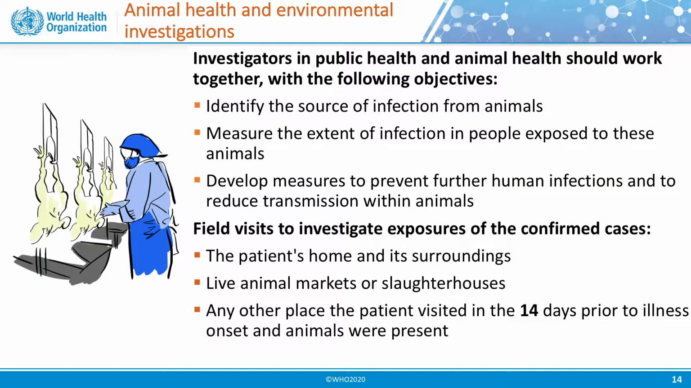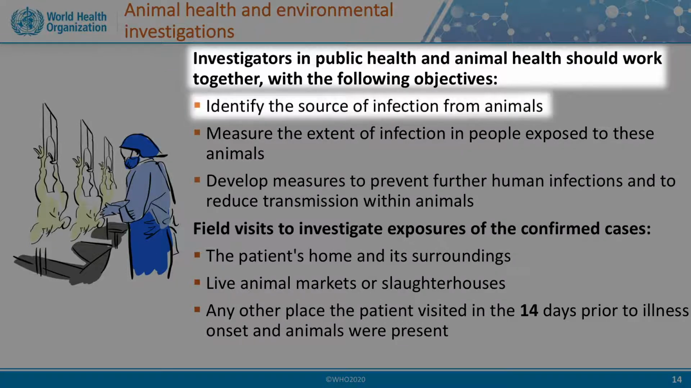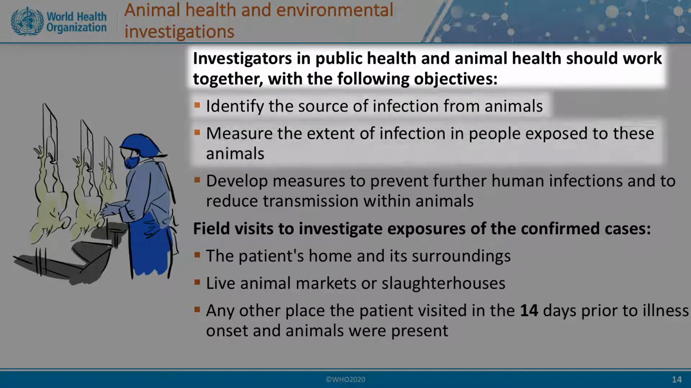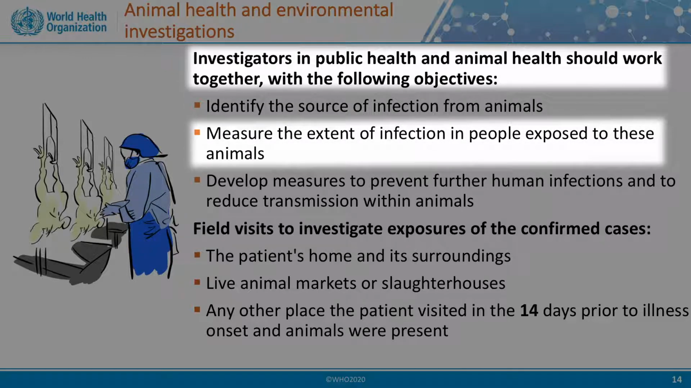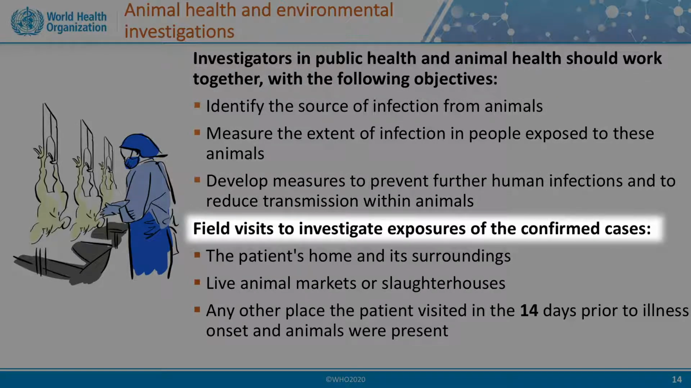Other important investigations for zoonotic pathogens, such as pathogens that move from animals to human, are animal health and environmental investigations. So investigators in public health and animal health need to work together in a One Health approach with the following objectives: to identify the source of infection from the animals, to measure the extent of infection in people exposed to those animals, especially among live animal workers, and to develop measures to prevent further human infections. It's important that field visits are conducted so that you better understand how animals and humans come in contact with one another, and to look at potential human-to-human onward spread.